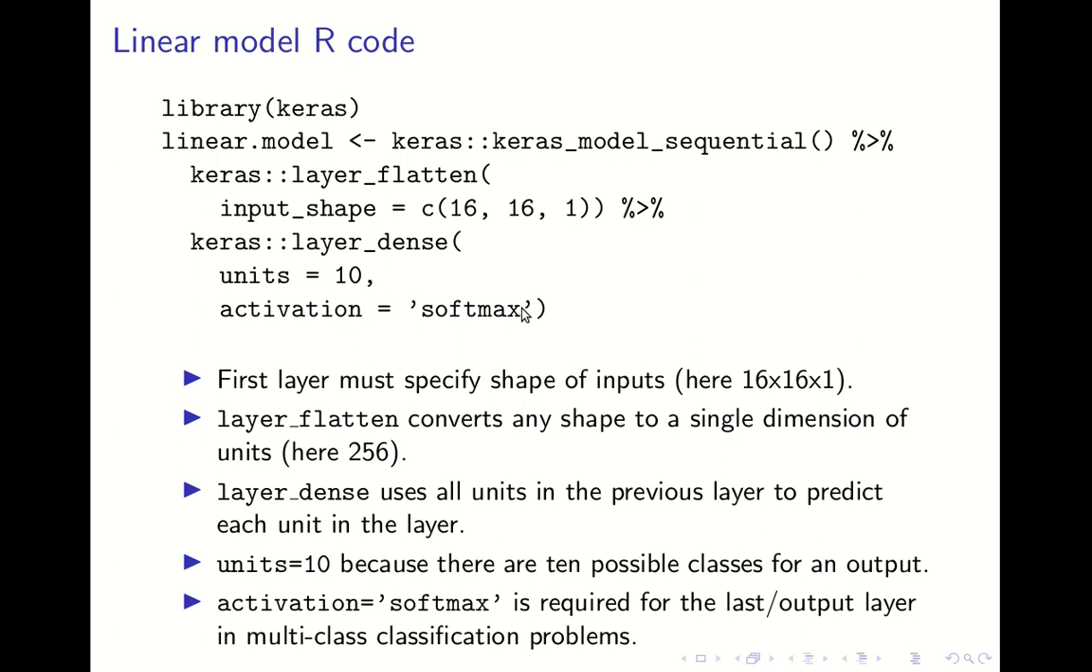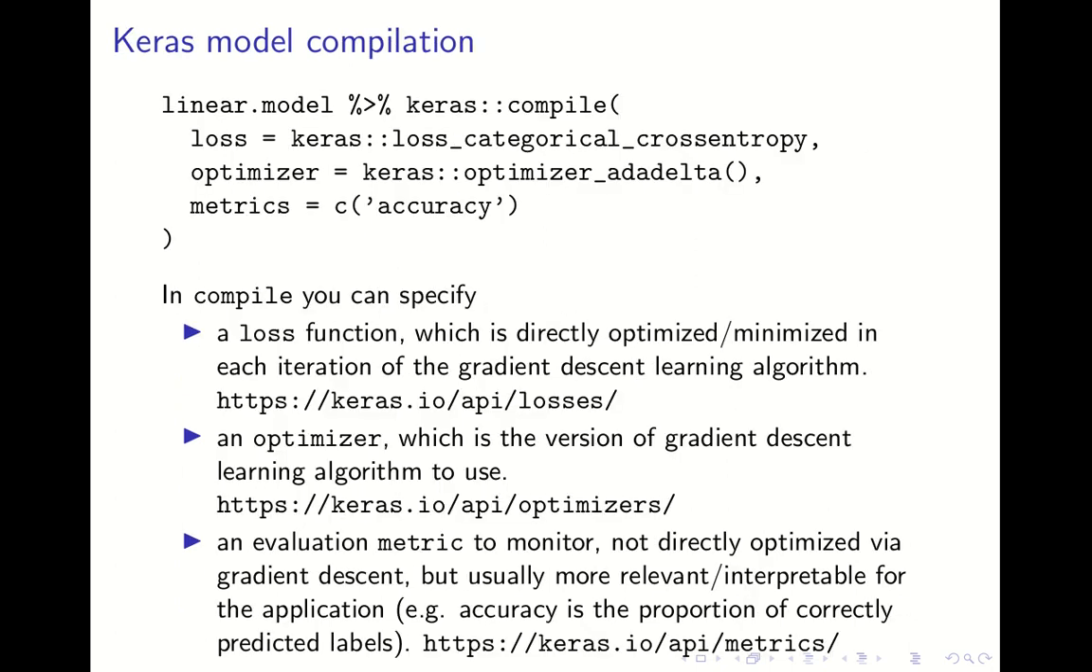So that's how you define a simple linear model using this Keras neural network modeling package. After you define the model, you can use the compile function to specify a loss function, which is the thing that's directly optimized or minimized in each iteration of the gradient descent learning algorithm. The optimizer here is which version of the gradient descent learning algorithm to use. And the metrics here is an evaluation metric that you might want to monitor in addition to the loss.